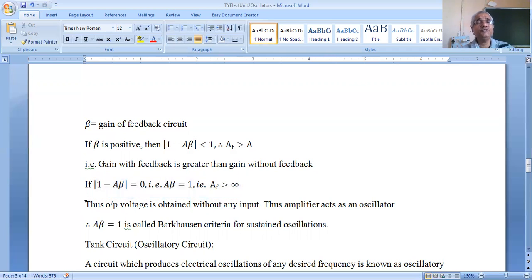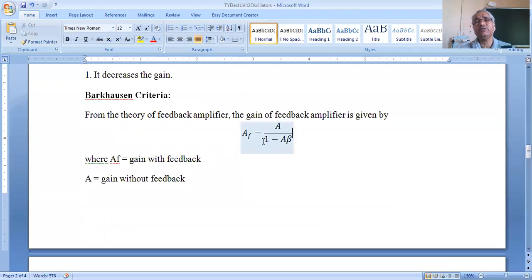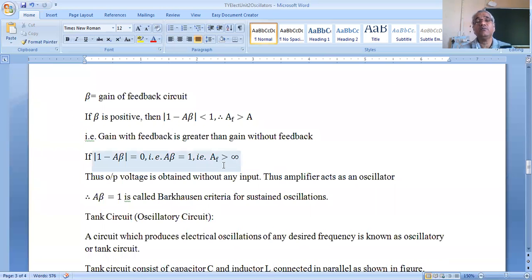So this term will be 0 when the value of A beta is 1, so 1 minus 1 will be 0. That means A beta is equal to 1. So if we put A beta equal to 1 in this equation, 1 minus A beta is equal to 0, then something upon 0 is infinity. That means gain with feedback is infinity.